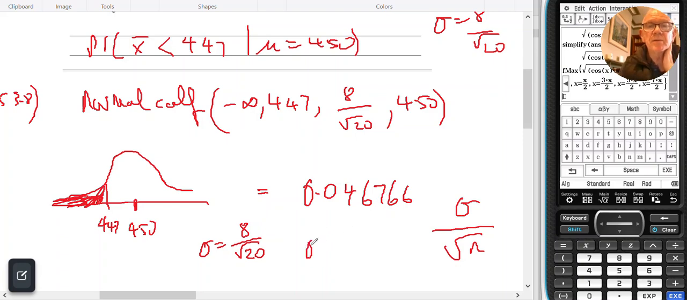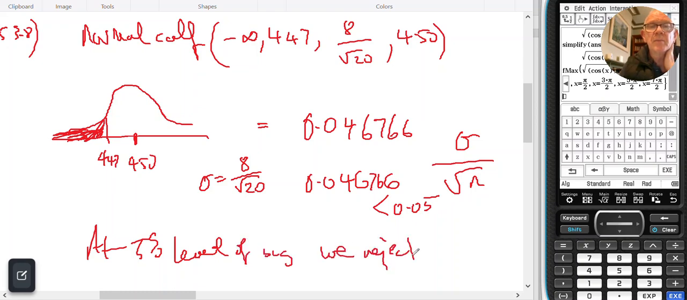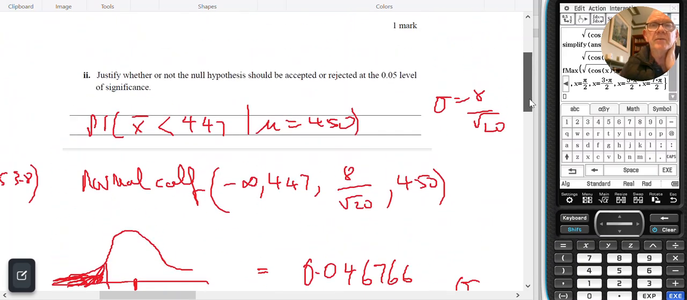And since 0.046766 is less than 0.05, it is significant at a 5% level, and at a 5% level of significance, we reject H0 and accept H1, which says that the mean is less than 450.